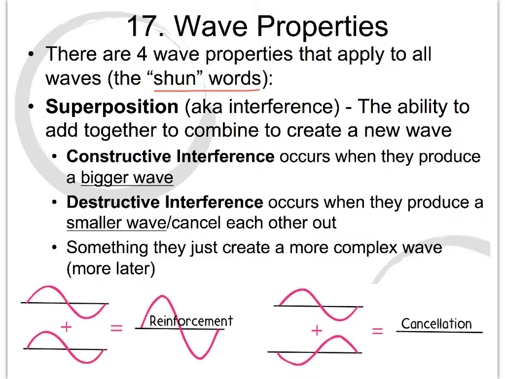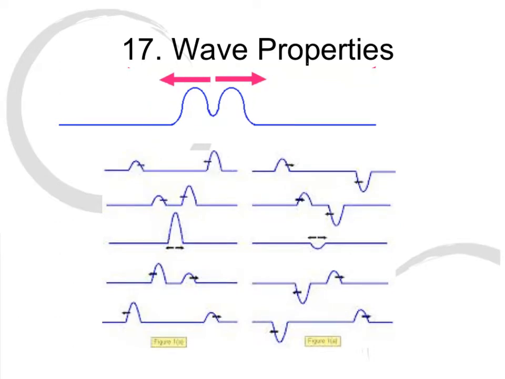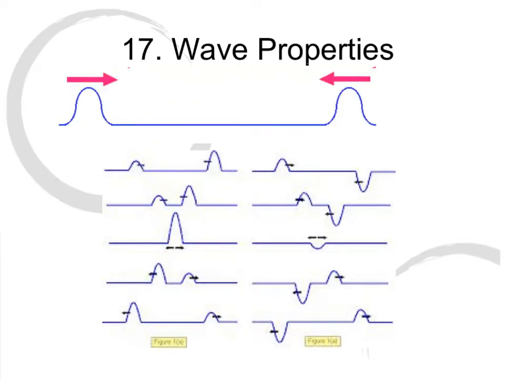The waves are adding together. In all these cases, they're obviously in the same medium. They're somehow able to interact, and we'll talk more about how that happens later. But for now, we just want to know what superposition is. So here we see an example of superposition occurring.